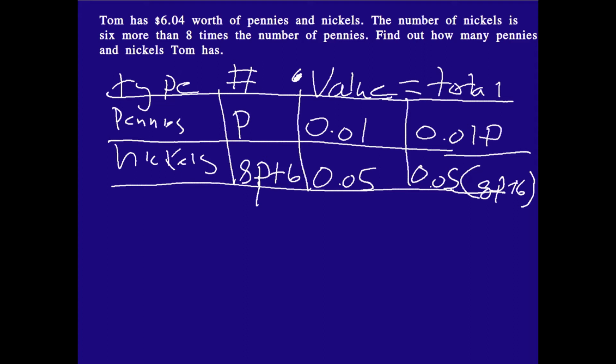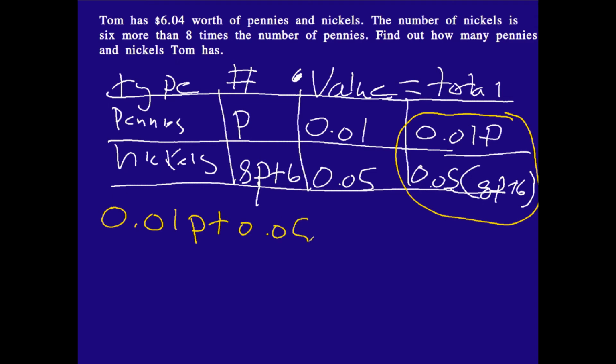So all we have to do now is simply combine these into an equation right here through the use of addition, and then we solve for $6.04. So how that's going to look is as follows. We're going to have 0.01P plus 0.05, and then inside the parentheses we're going to have 8P plus 6, equals 6.04. That's what we have.